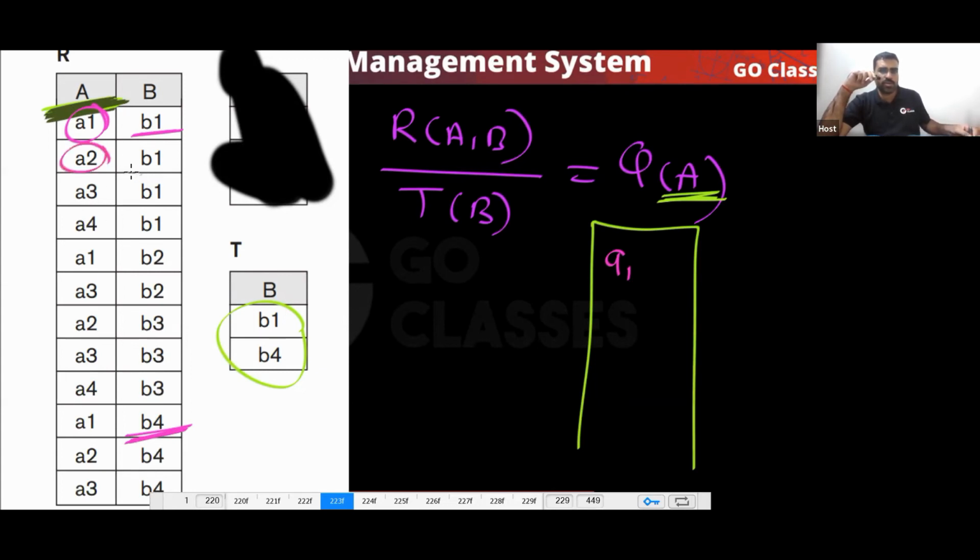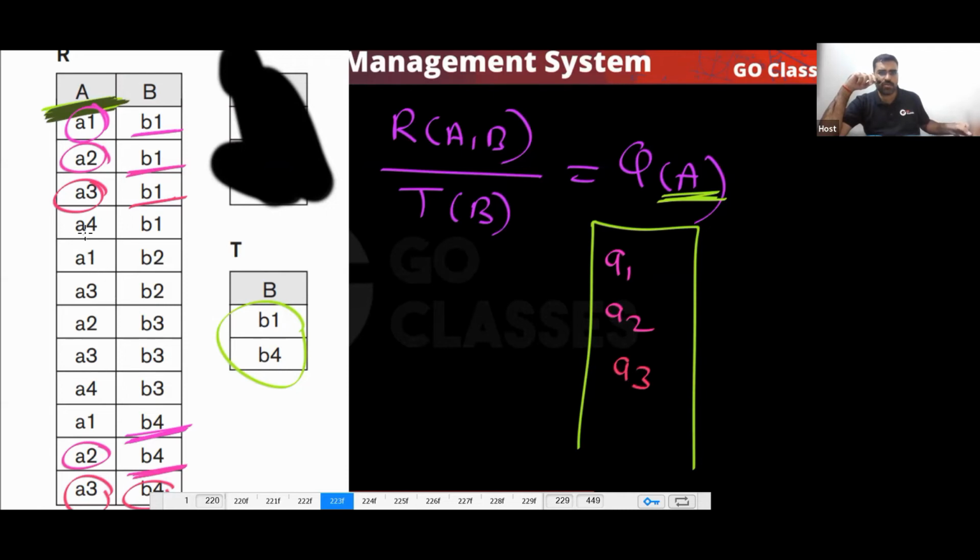What about A2? A2 is with B1 also, and A2 with B4 also. So this A2 will also come. What about A3? A3 with B1, A3 with B4. Do we have A3 with B4? Yes, A3 with B4. So A3 will also come.